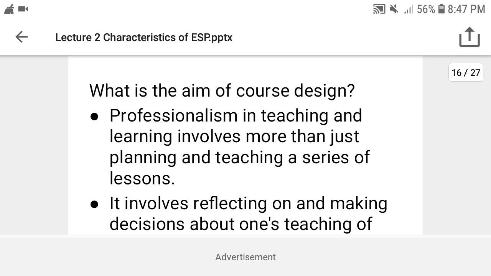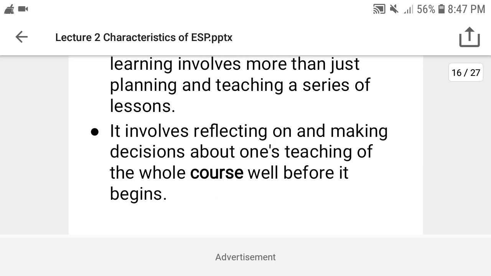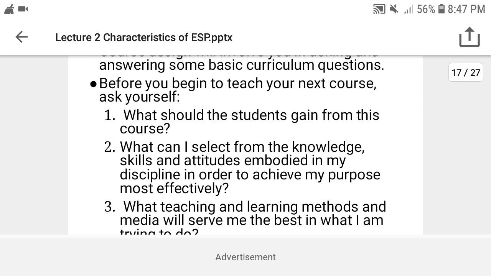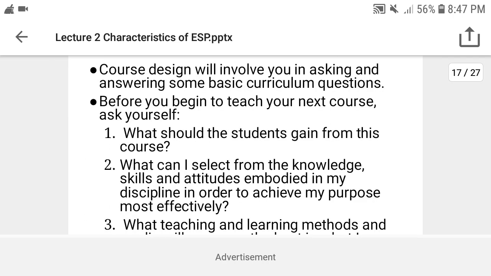What is the aim of course design? Professionalism in teaching and learning involves more than just planning and teaching a series of lessons. It involves reflecting on and making decisions about one's teaching of the whole course well before it begins. Course design will involve you in asking and answering some basic curriculum questions.